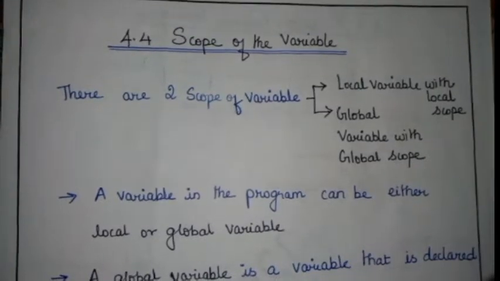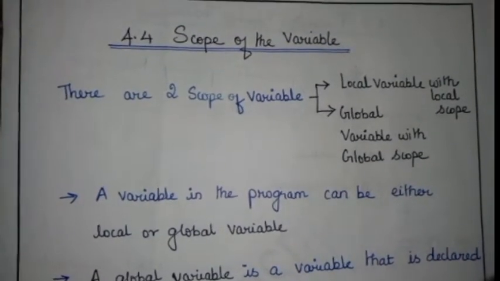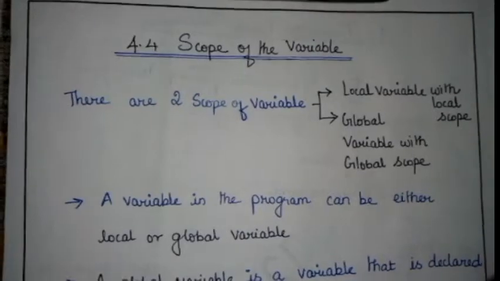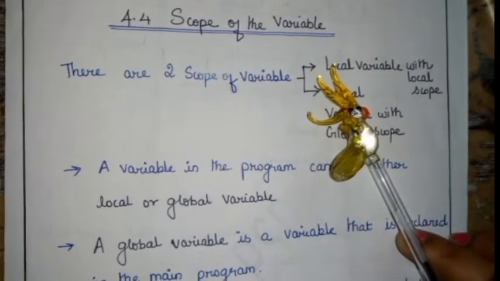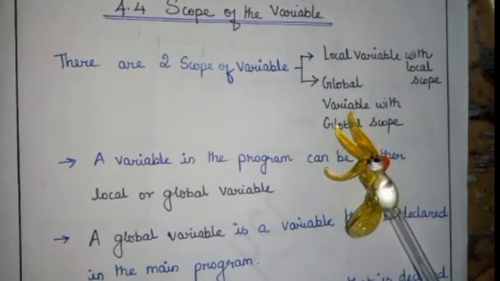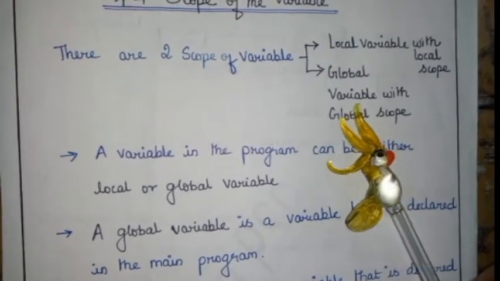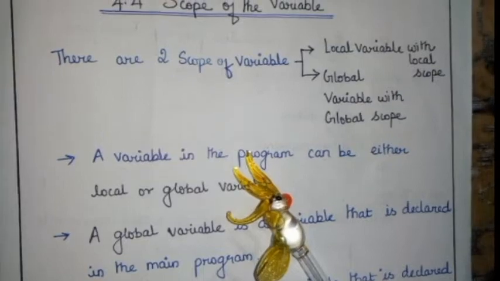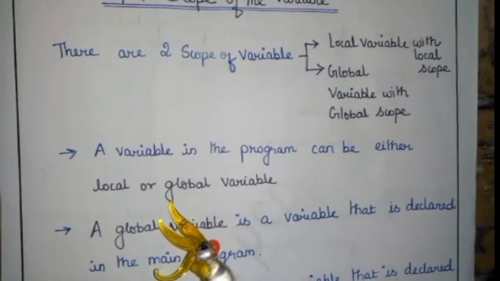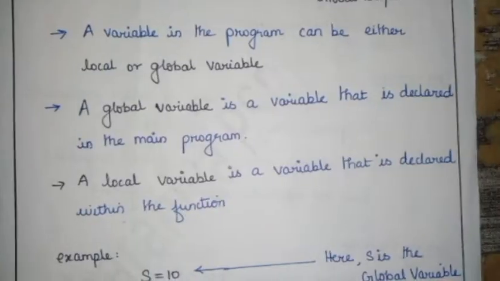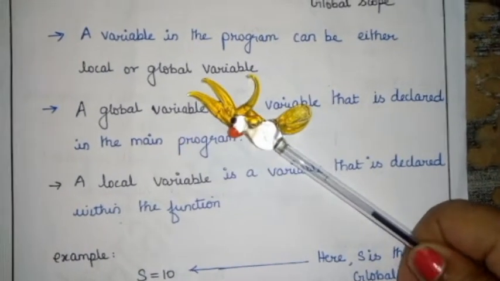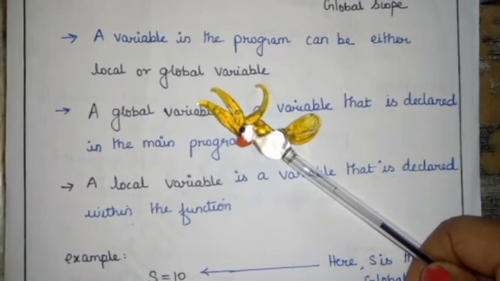In this video, we're going to see the scope of the variable in the simplest way. There are two scopes of variable. One is a local variable with a local scope, another is a global variable with a global scope. A variable in a program can be either a local or a global variable. As I told before, a variable can either be a local variable or a global variable.